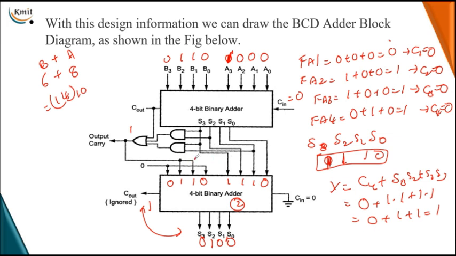So it automatically corrects the result if it exceeds 9, using the correction network. We require a correction network to obtain the actual result from the BCD adder circuit. So this BCD adder requires 2 binary adders along with a correction network. In the next class, we are going to learn about another combinational circuit, which is a decoder.